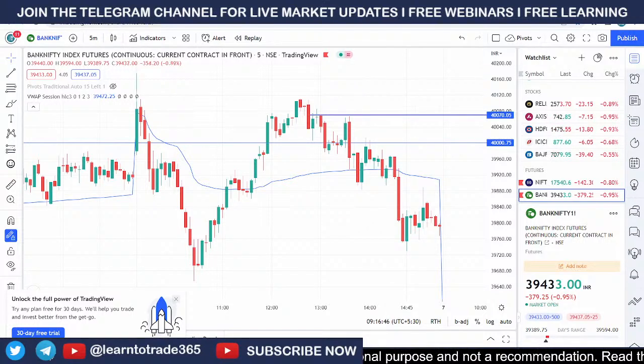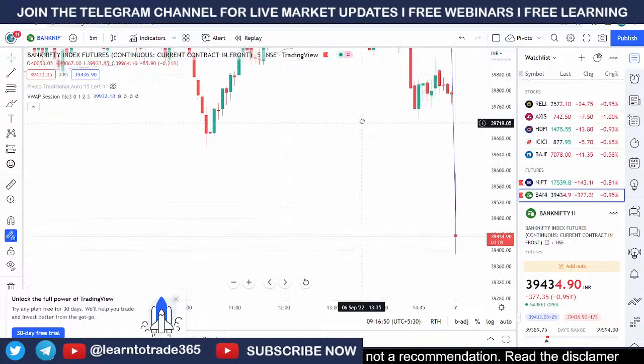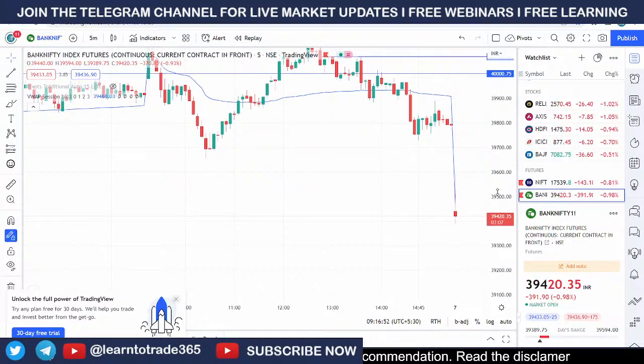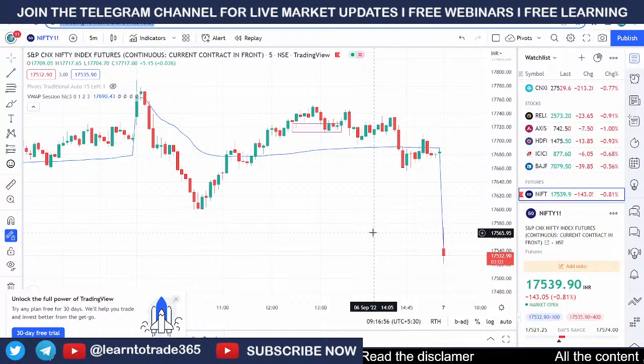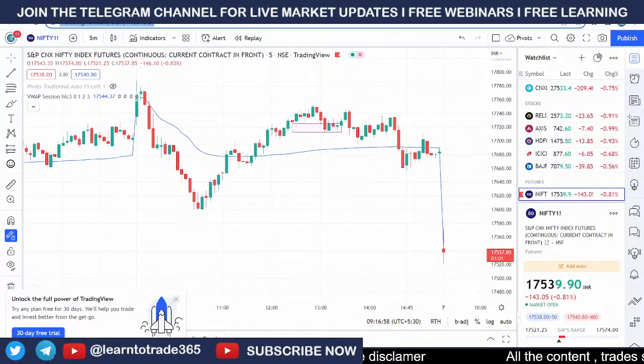So, market. How did it open? The market is making a gap down opening of almost 400 points on Bank Nifty and a 50 point gap down opening on Nifty.